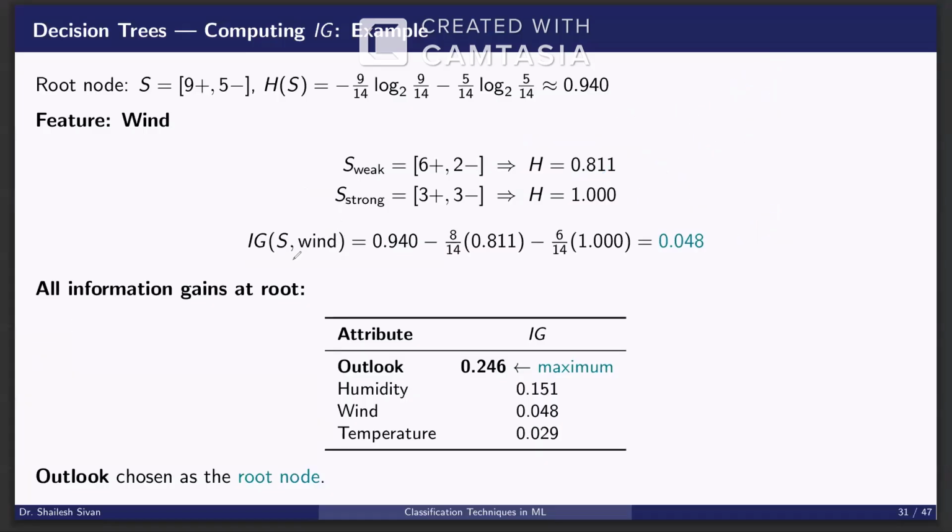We have to calculate for all the features. Yes, all the features, and from that, see which one is maximum. We will be calculating the information gain of outlook, humidity, wind and temperature. After finding this, you get the maximum information gain as 0.265. So we will split based on outlook. Is that clear?